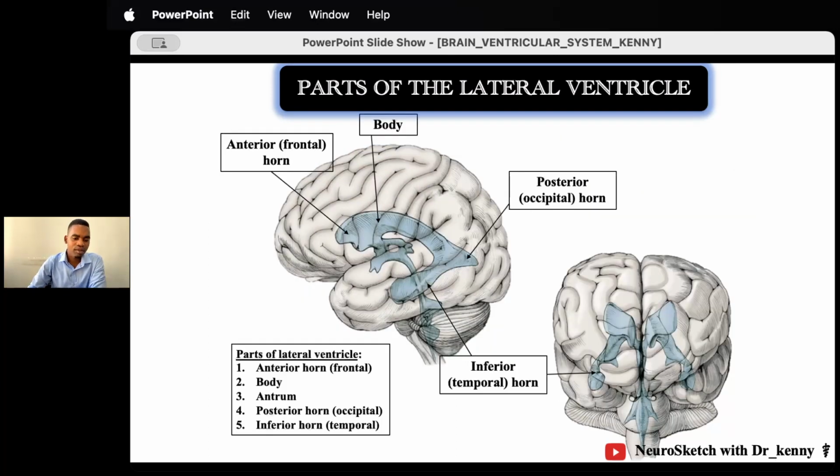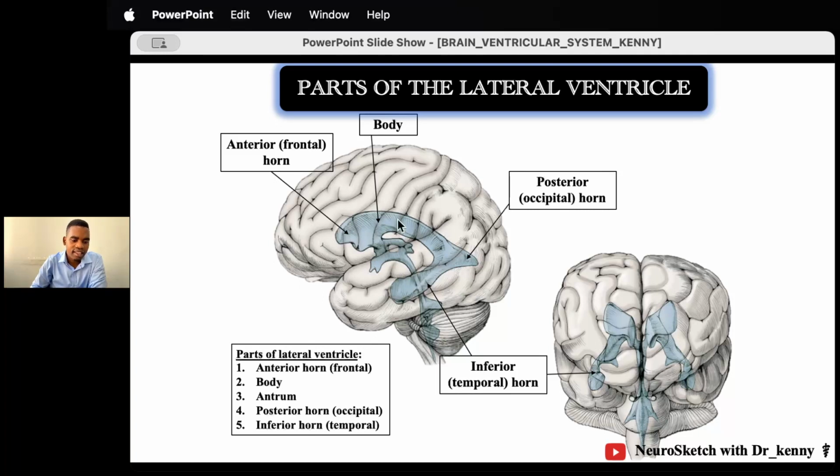Let's now discuss the parts of the lateral ventricle. So the lateral ventricle is one among the C-shaped structures because it's got the shape of letter C. And you can remember other C-shaped structures of the brain. Remember your corpus callosum, also the fornices, among other structures. Yes, lateral ventricle is also a C-shaped structure, has got the shape of letter C.